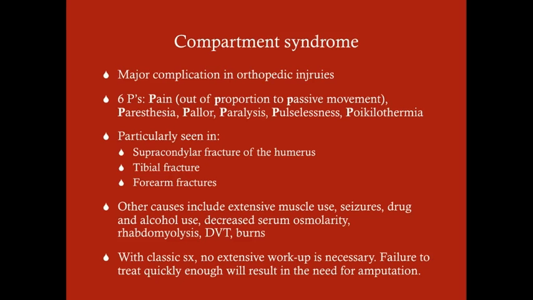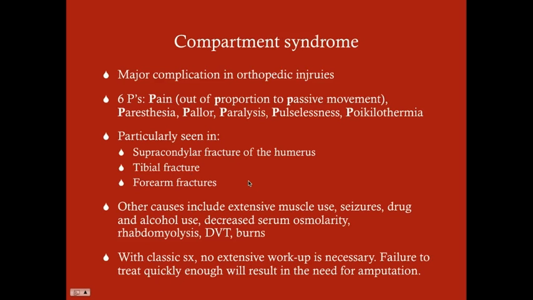Now, there's 6 P's of compartment syndrome that are worth remembering. So pain, which is out of proportion to passive movement, paresthesia, pallor, paralysis, pulselessness, and poikilothermia, which is a fancy name for cold limb. This is particularly seen in forearm fractures, tibial fractures, and the infamous supracondylar fracture of the humerus that you see in kids. So these are the 3 fractures that you see this most in.